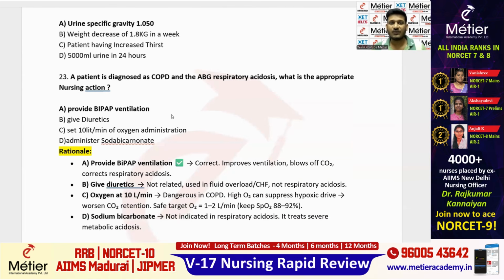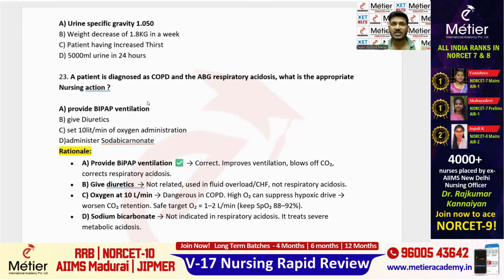23rd question. A patient is diagnosed with COPD, chronic obstructive pulmonary disease, and on ABG, respiratory acidosis is there. This is also a repeated question. What is the appropriate nursing action? As you all know, in COPD, the first key point that should come to your mind is the barrel-shaped chest, and also the carbon dioxide is going to be retained inside the alveoli. So whenever the carbon dioxide is retained inside the alveoli because of a disease condition like COPD, automatically it will cause what? Respiratory acidosis.